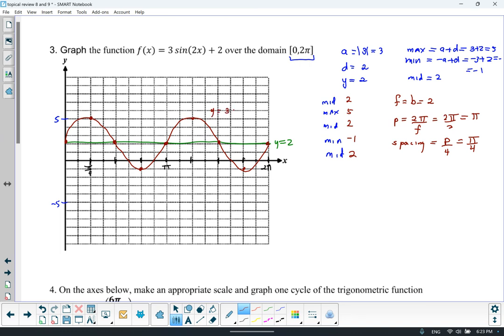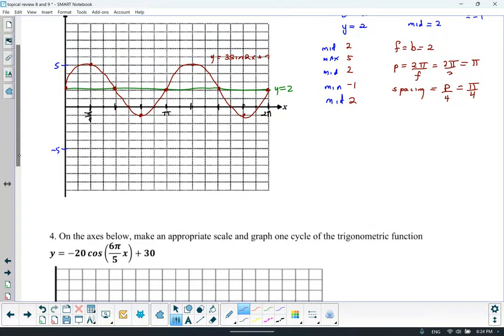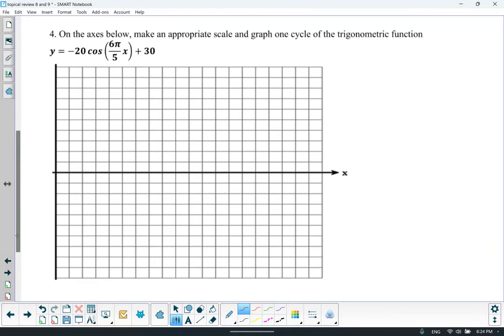And most of the time, they want you to graph 2 cycles. And how did I know that? Sometimes they'll say it. Sometimes they'll say at least 1 cycle, and then you only have to do 1. But here, they said over the domain of 0 to 2 pi, so we have 2 cycles. And I'm going to do one more together.